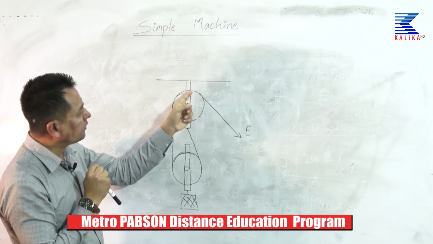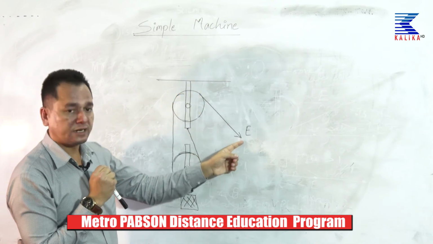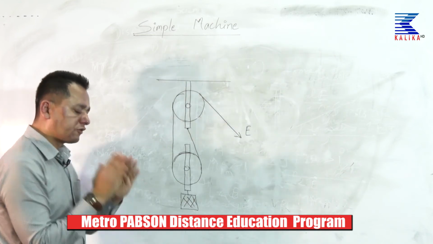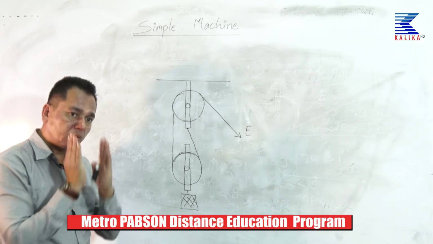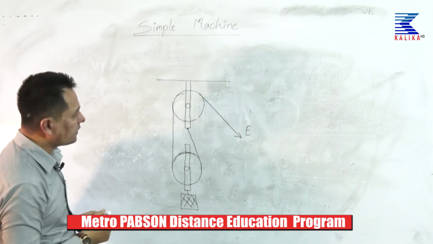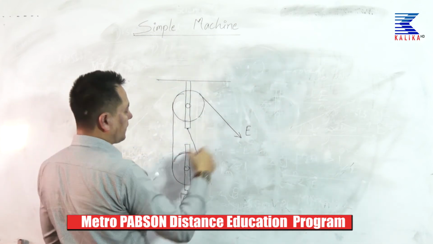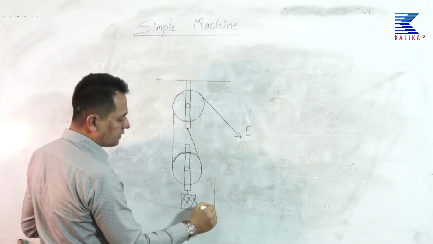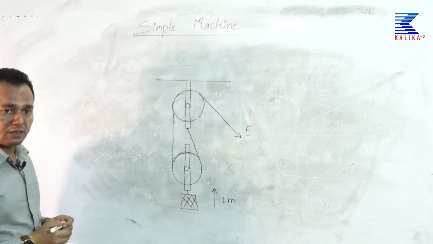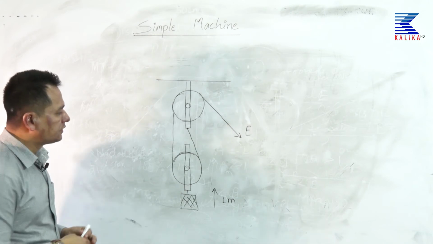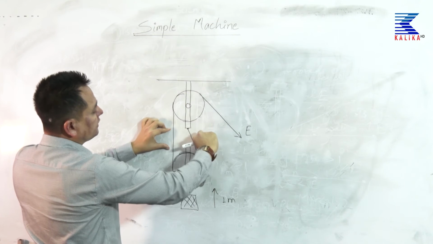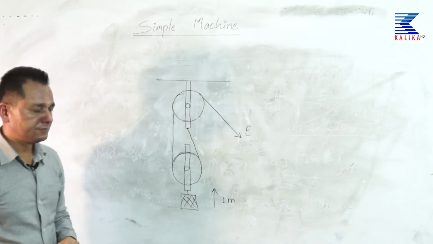It goes through the groove of the upper pulley, and finally to the next end of the rope we apply our effort. And similarly, to the lower end of the framework of the lower pulley, the load is attached. Now see here, to move the load up by 1 meter, this section of the rope and this section of the rope both should get pulled up by 1 meter.